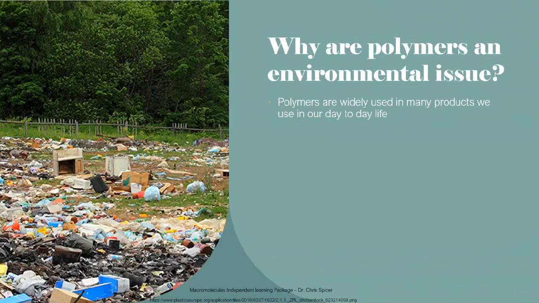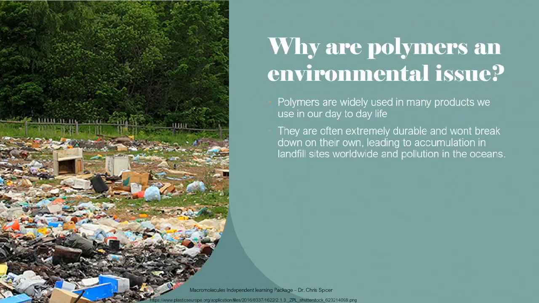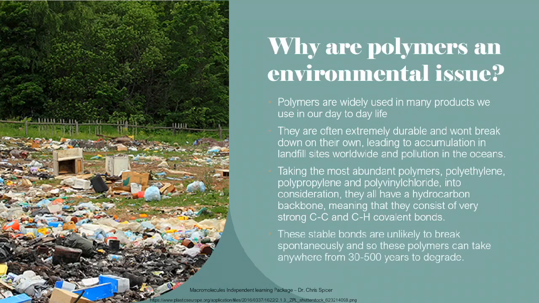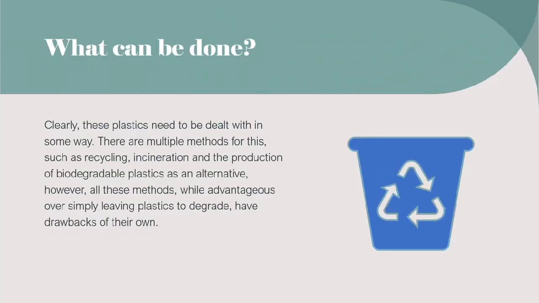Now we know a bit about polymers and how they're formed. Why are they such an environmental issue? They're used in many products we see in our daily lives and are often extremely durable, leading to accumulation in landfill sites and in the oceans. The most common polymers have a hydrocarbon backbone, meaning they consist of very strong carbon-carbon and carbon-hydrogen covalent bonds. Think about polyethylene, which we saw earlier as an example. These stable bonds are unlikely to break spontaneously, and so polymers can take anywhere from 30 to 500 years to degrade. Clearly, plastic waste can't just be left without intervention.